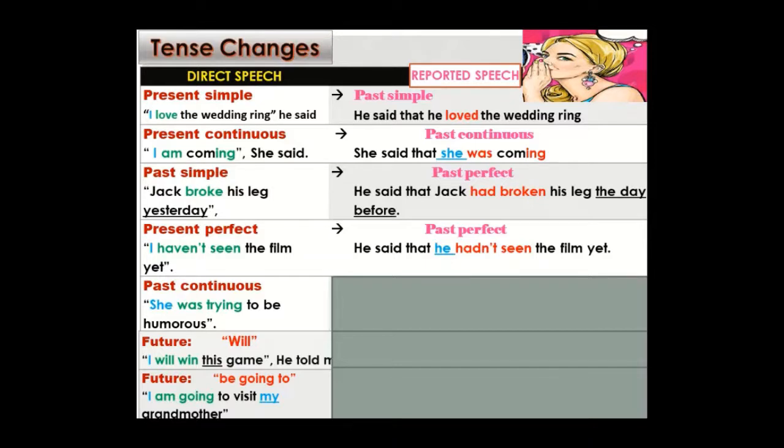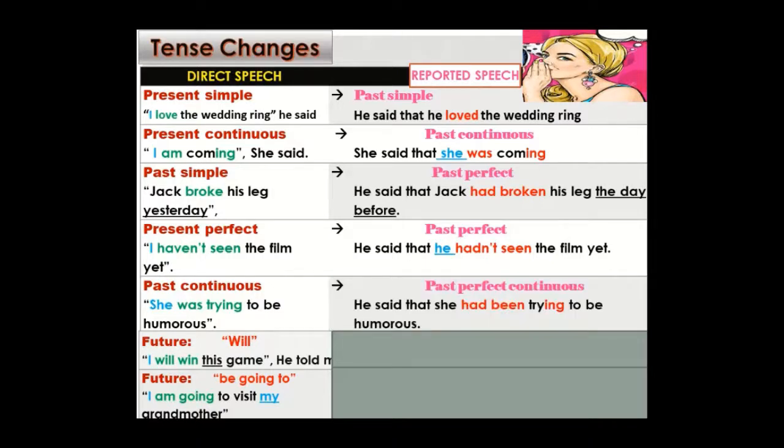The past continuous becomes past perfect continuous. Example: "She was trying to be humorous." Reported speech: he said that he had been trying to be humorous. Okay, good. The future, well, it becomes would. For example, "I will win this game." He told me that he would win that game.